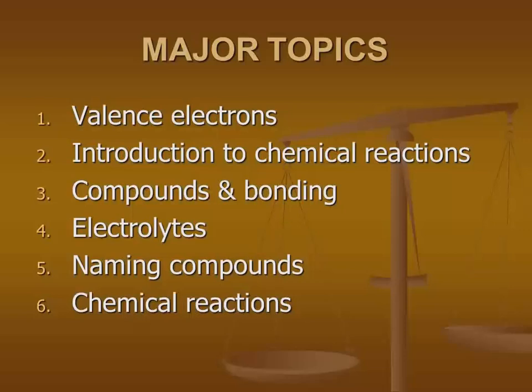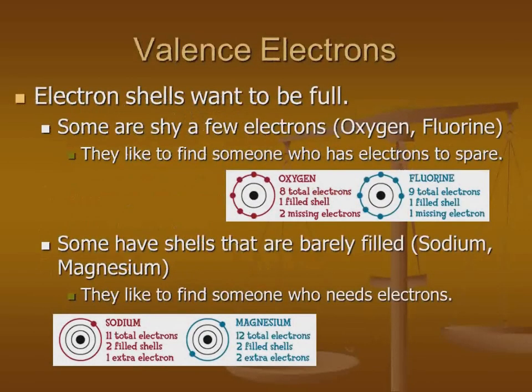All right. Going back and reminding you about these valence electrons. These are the electrons in the outermost shell of any element. And some are shy of a few electrons. Things on the right side of the periodic table, things like fluorine and oxygen. There's only 6 in the case of oxygen, 7 in the case of fluorine.